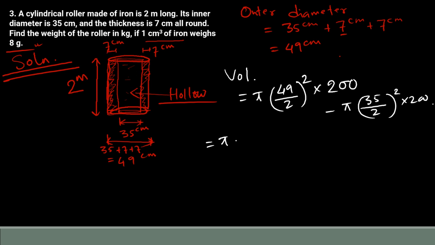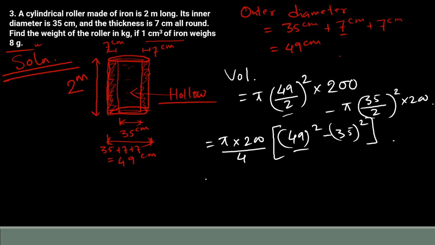Now pi and 200 we can take as common. This 2 square we can take out as 4. So we are left with 49 square minus 35 square. So you can see this gets cancelled. It's easy, 50 pi. But 49 you can write as 50 minus 1, square. And 35 square is easy.